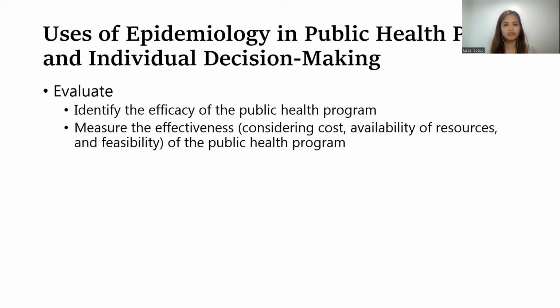We can also identify the efficacy of the public health program and measure the effectiveness of the public health programs. So to differentiate efficacy and effectiveness, efficacy is when you have complete resources for your public health program. So what will be the effect of the public health program on the health outcomes? The difference with effectiveness is effectiveness considers the real life variables such as cost, availability of resources, and feasibility of the public health program. So it's kind of like cost effectiveness and those other measures.